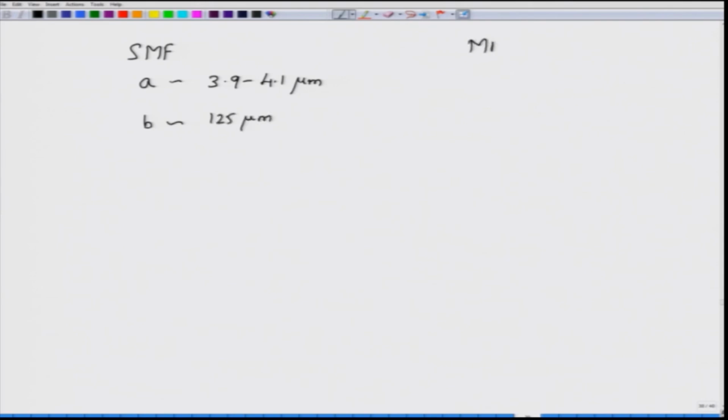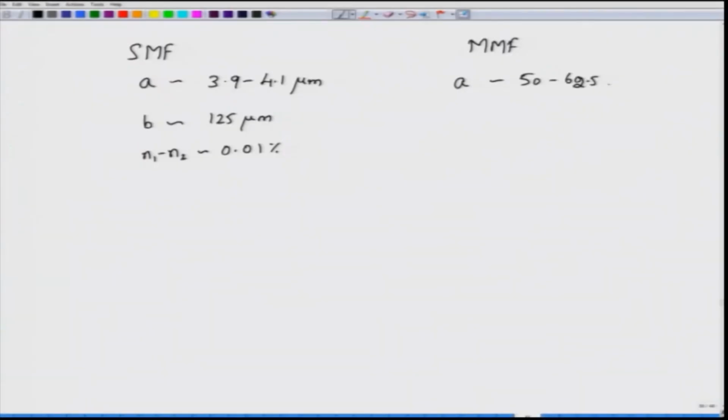The refractive index difference n1 minus n2 is about 0.01 or maybe sometimes less than that percentage. Which means that n1 and n2 are very, very close to each other, almost like they are equal, but there is a very small difference between the two. For a multimode fiber on the other hand, the core radius is actually quite large, it is anywhere between 50 to 62.5 micrometer, and the cladding is still standardized at 125 micrometer radius, and then you have all those core coating and other things. n1 minus n2 can still be kept the same.